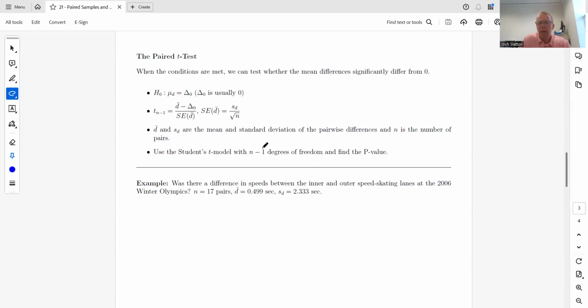And then in this case, degrees of freedom, we go back to n minus one because we're really just looking at one set of data points. We're not looking at two sets of data points like in chapter 20. And then we can find the p-value.